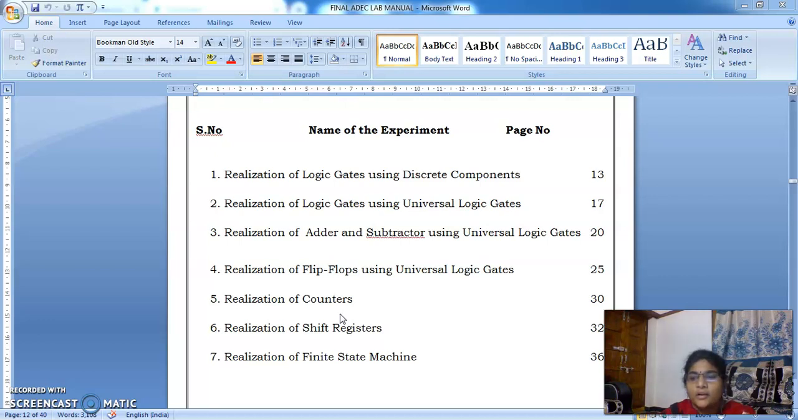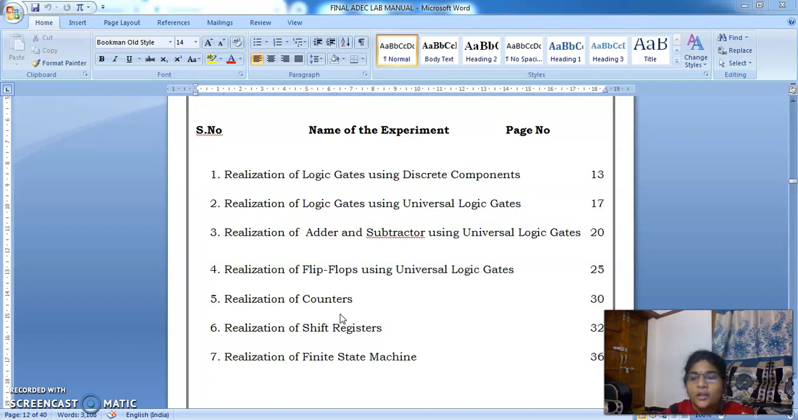This is Ramya Harka. I'm going to discuss the analog and digital electronic circuits laboratory. Due to this pandemic situation, we couldn't complete all the lab experiments in our lab. So now we are going to explain all these experiments through virtual mode, that is, online.